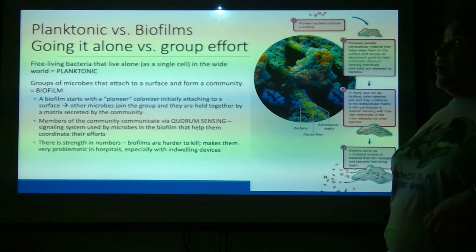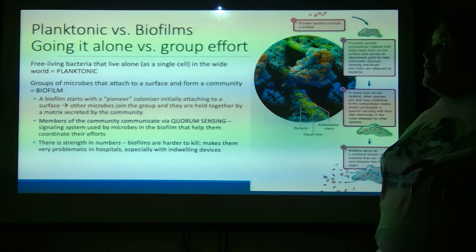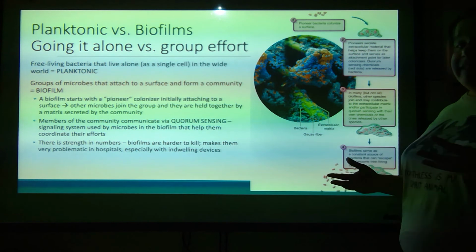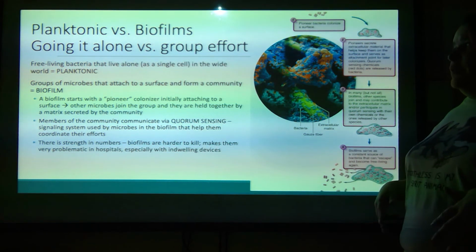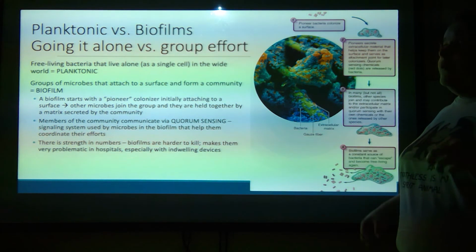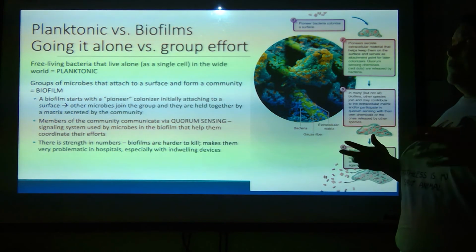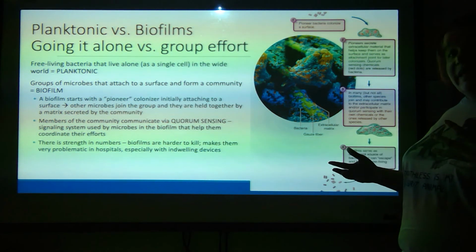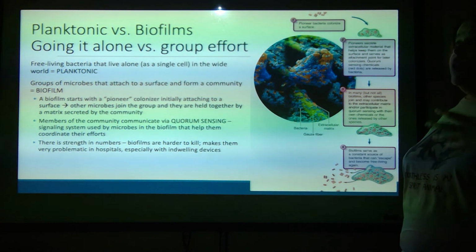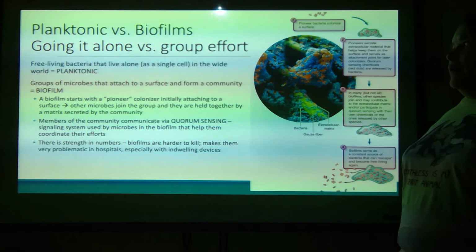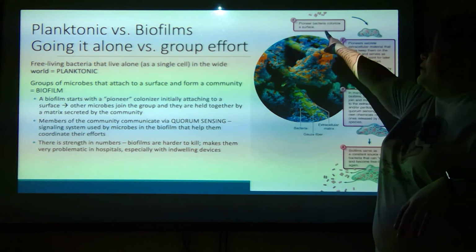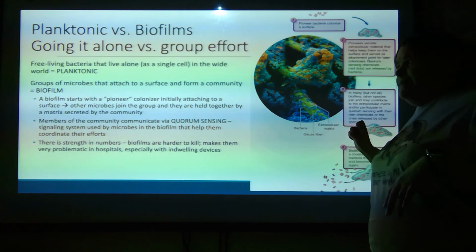So, planktonic versus biofilms, going it alone versus a group effort. Free living bacteria that live alone, let's say as a single cell in the big wide world, are called planktonic. But groups of microbes that attach to a surface and form a community are called a biofilm. So, a biofilm starts with who we call a pioneer colonizer. It's the first thing that initially attaches to the surface. So it's the first bacteria that attaches to the surface. Okay.